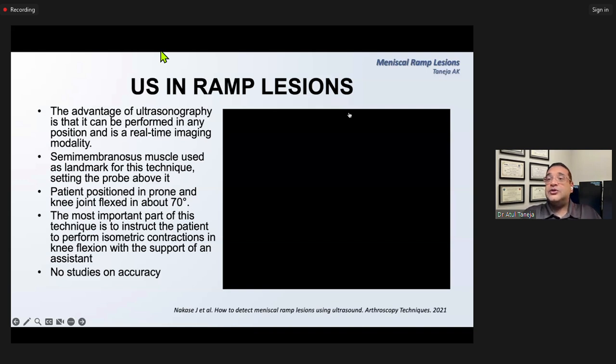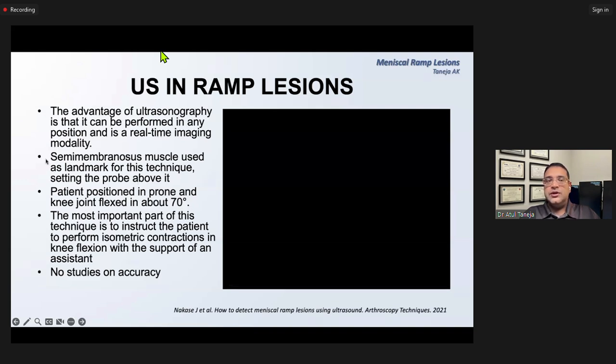All right, how about ultrasound? I told you a lot of MRI, which will be, for us radiologists, the gold standard, and we are showing there is a high correlation with surgery. Still, surgery will be the gold standard, and MRI is getting very close to that. And how about ultrasound? The advantage of ultrasound, as you know, is that it can be performed in any position, with real-time imaging. So this is an interesting paper from a Japanese group, published in Arthroscopy Techniques in 2021.